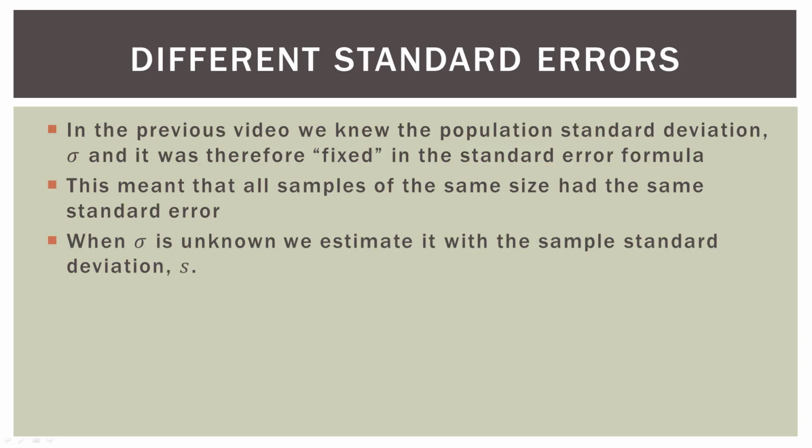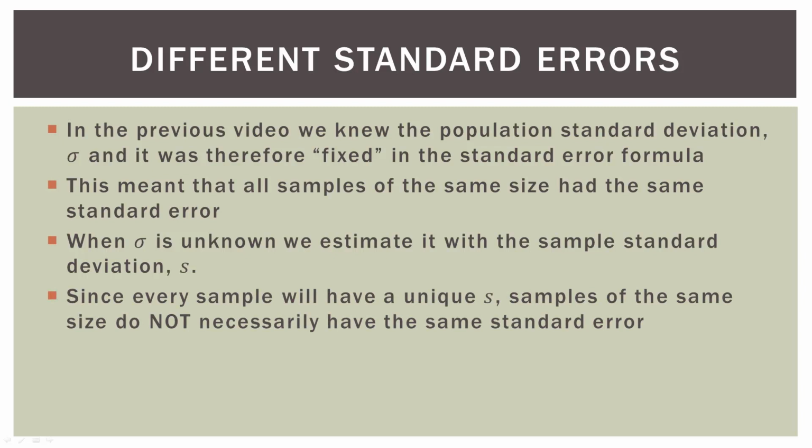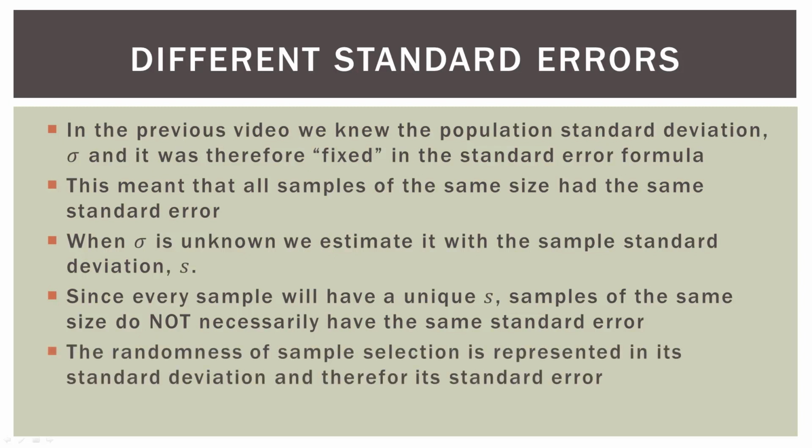Now, when sigma is unknown, we estimate it with the sample standard deviation, S. Since every sample will have a unique standard deviation, samples of the same size do not necessarily have the same standard error. When we use their standard deviation to approximate the population, samples of the same size do not necessarily have the same standard error as they would if we knew the population standard deviation. The randomness of sample selection is represented in its standard deviation and therefore its standard error.